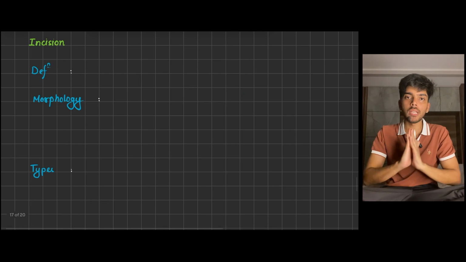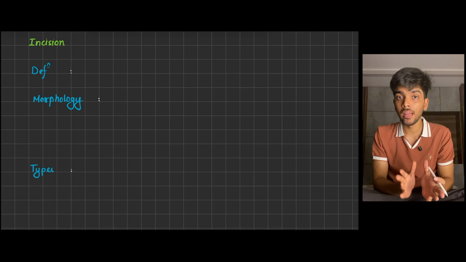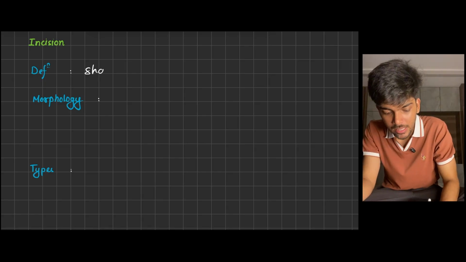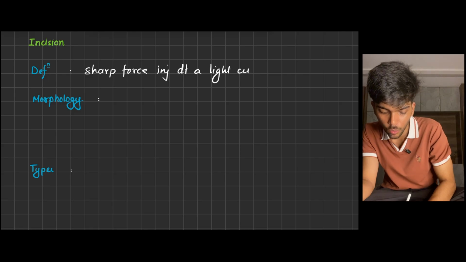Next up, we have sharp force injuries, which includes incision by a light cutting weapon and chop by a heavy cutting weapon. So incision is a sharp force injury due to a light cutting weapon like a knife or a scalpel.